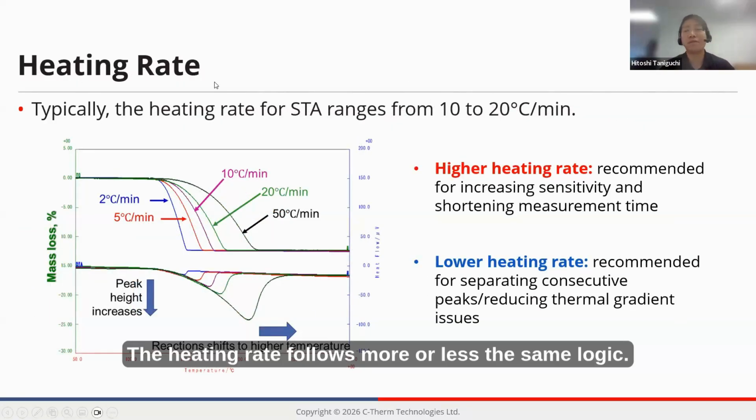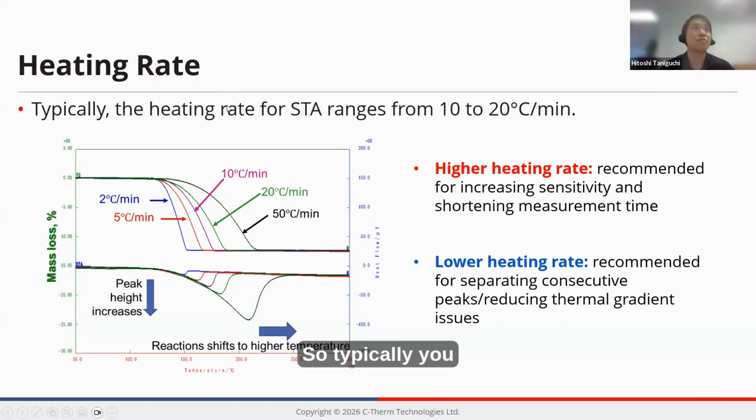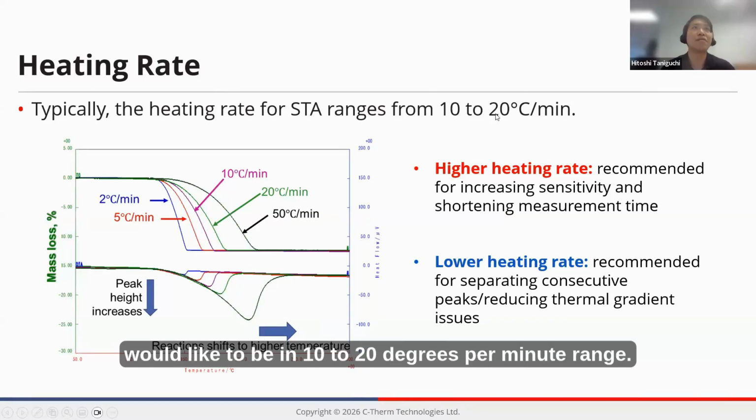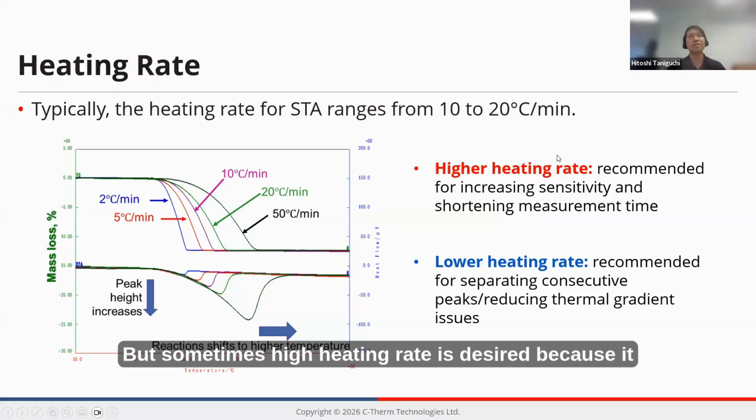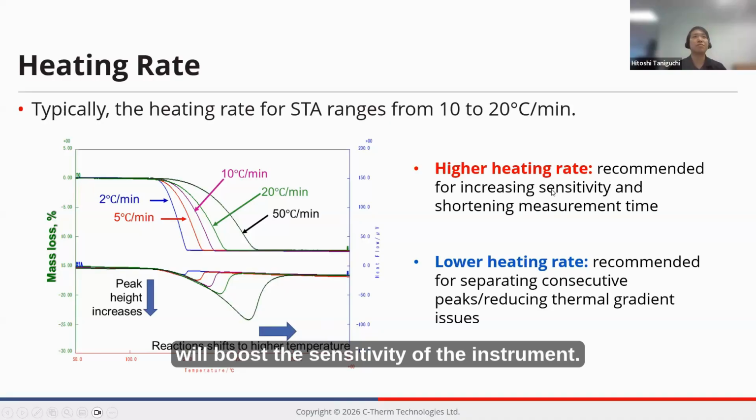The heating rate follows more or less the same logic. So typically you would like to be in the 10 to 20 degrees per minute range. If your sample does not call for any special measures, we would typically go for this range, but sometimes a high heating rate is desired because it will boost the sensitivity of the instrument.